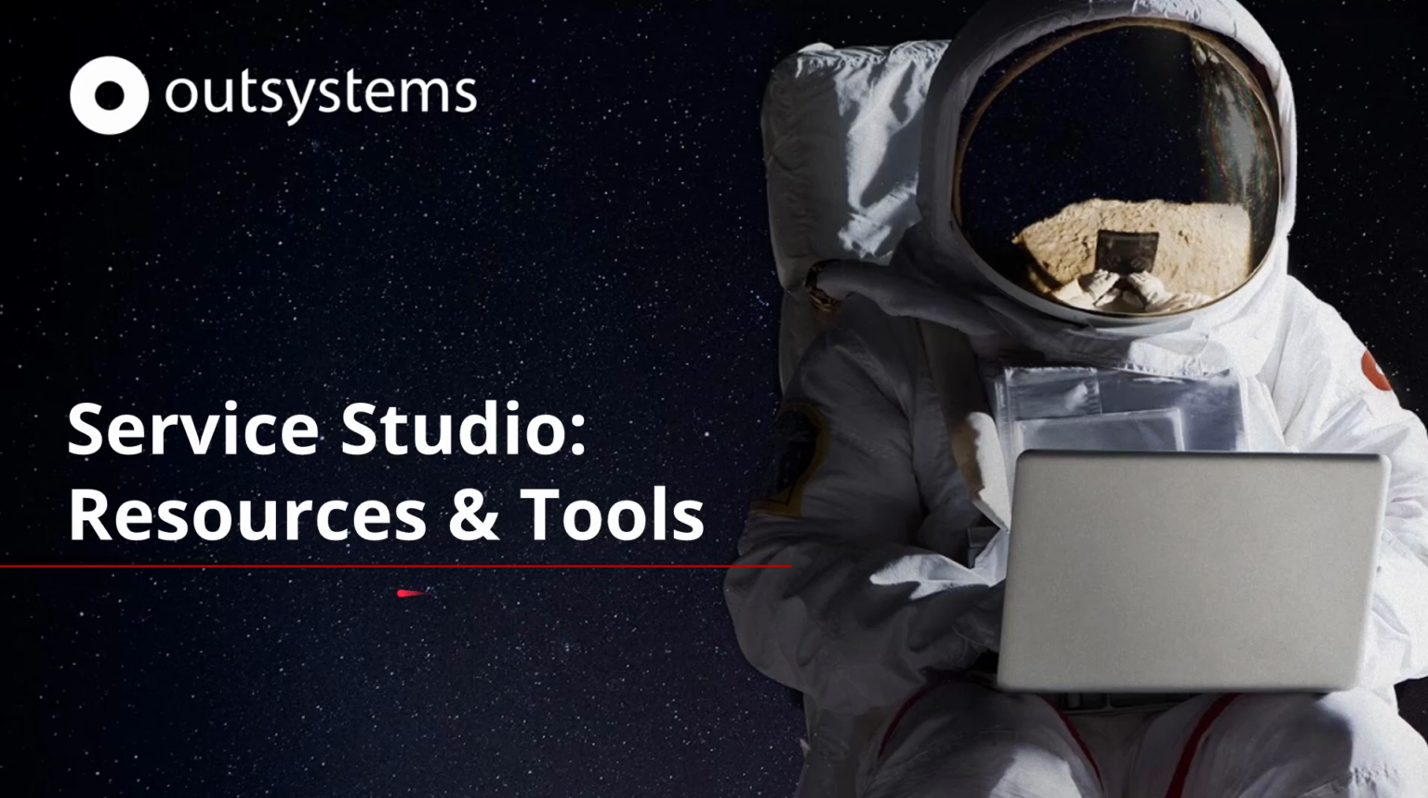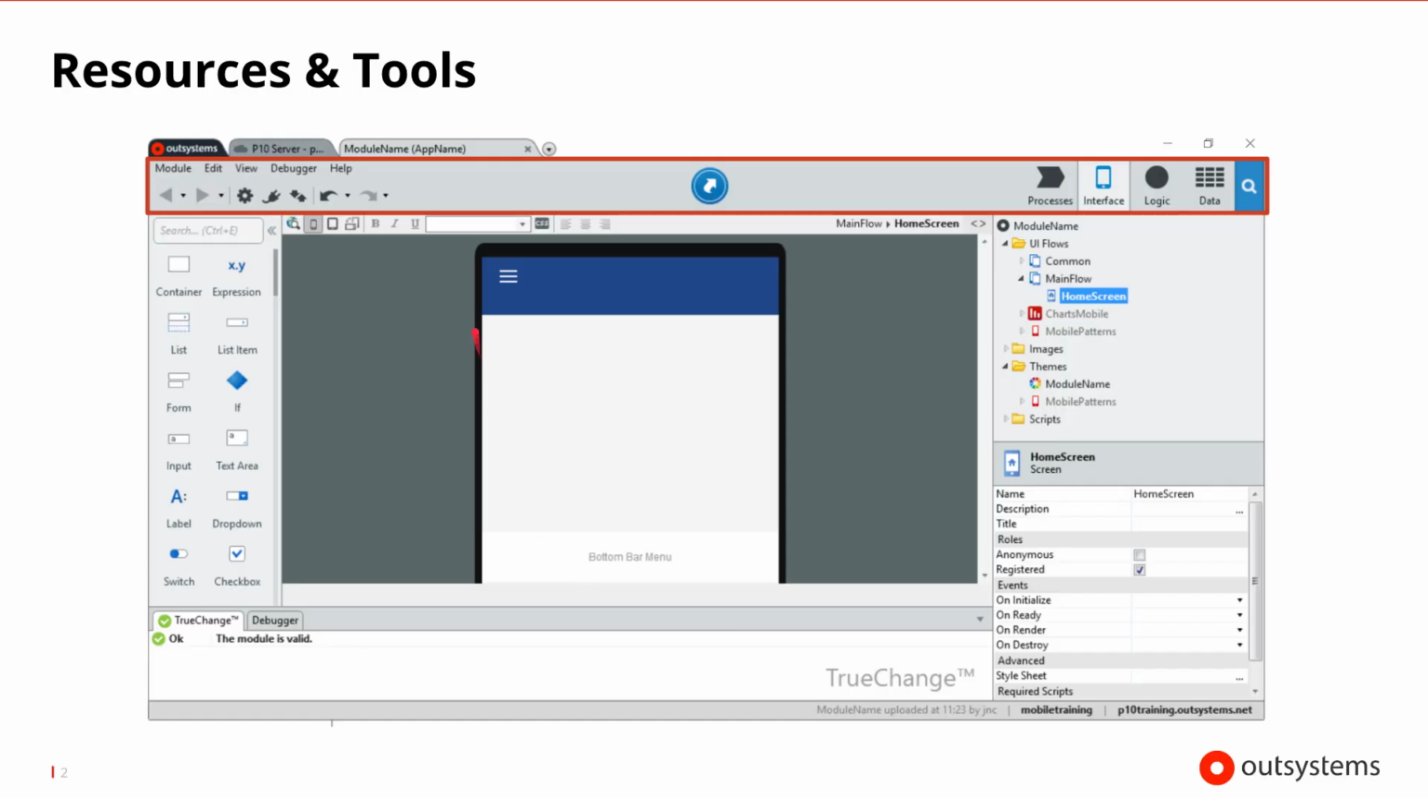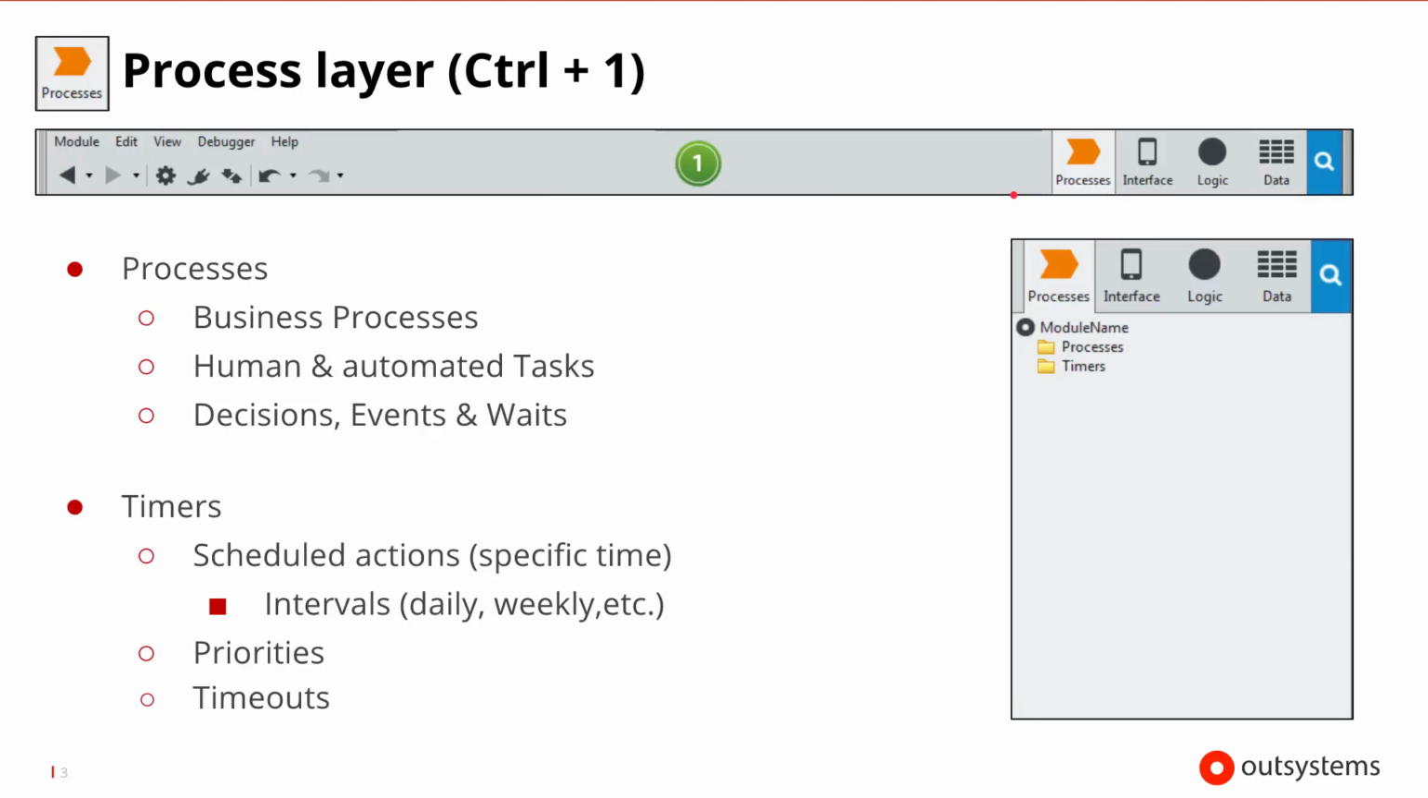Welcome to this session on the resources and tools available in Service Studio. Service Studio has a number of different tools and organizes its resources into different layers. All of this information is available and accessed through the menu bar at the top. Let's start by looking at each of the layers that are available that contain different types of elements.